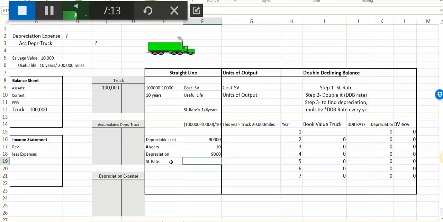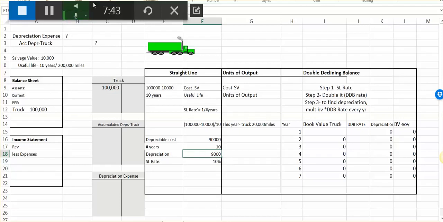Now to come up with the straight line rate, you will take the number 1, 1 divided by the number of years, so 1 divided by 10 is 10%, which is your straight line rate. You'll actually need the straight line rate for another method. So the depreciation for straight line method is $9,000.